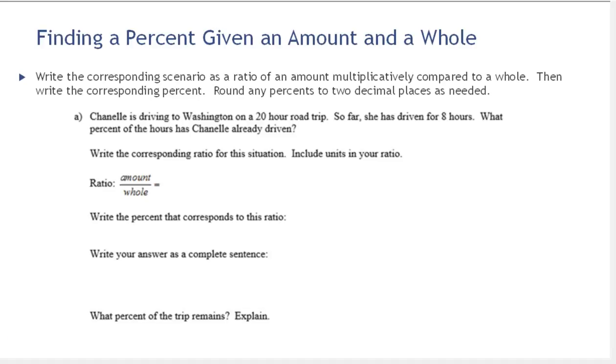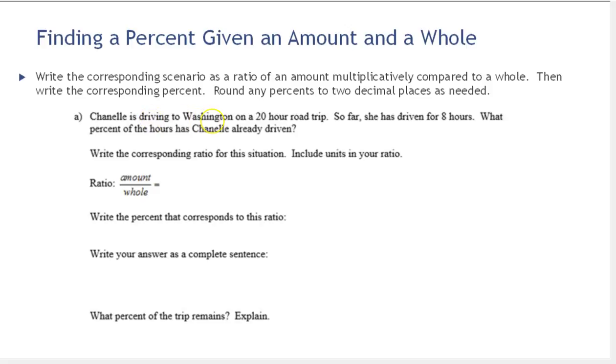In this video, we're going to find percents given an amount and a whole. So write the corresponding scenario as a ratio of an amount multiplicatively compared to a whole. Then write the corresponding percent. Round any percents to 2 decimal places as needed. So let's get a highlighter ready. We're going to highlight our given information in yellow.